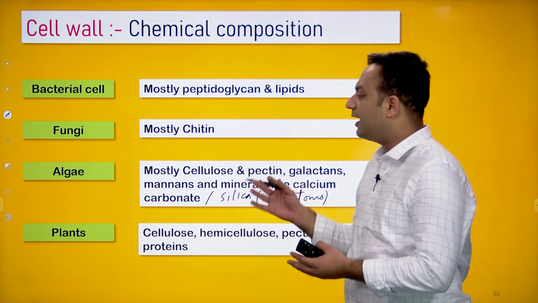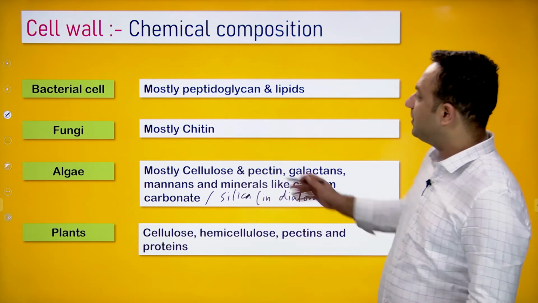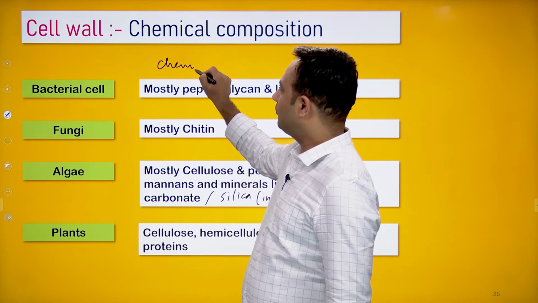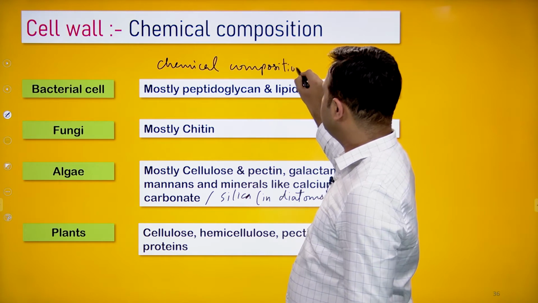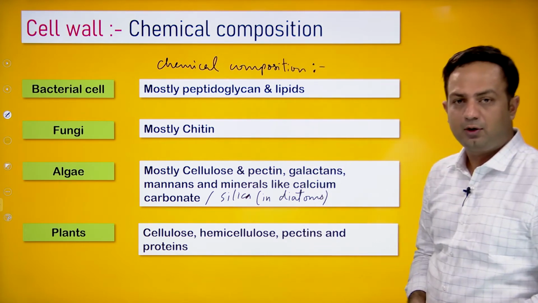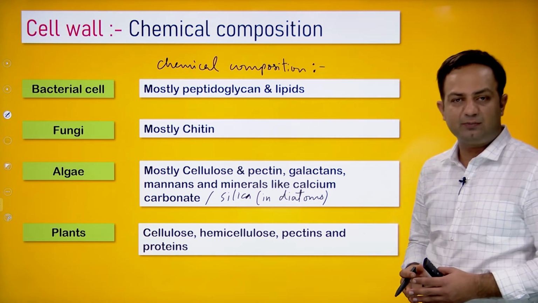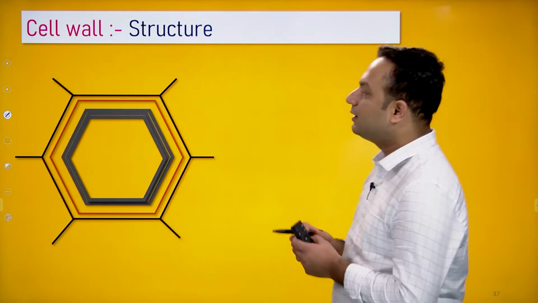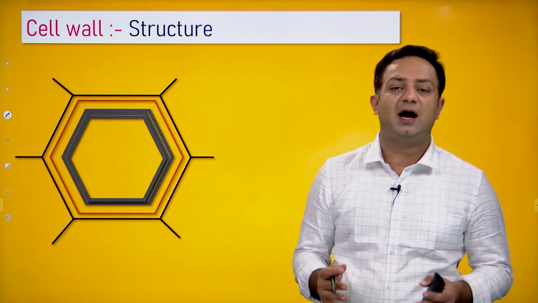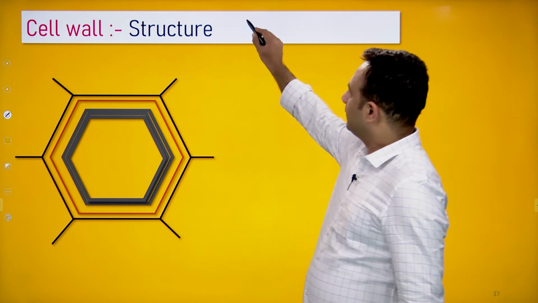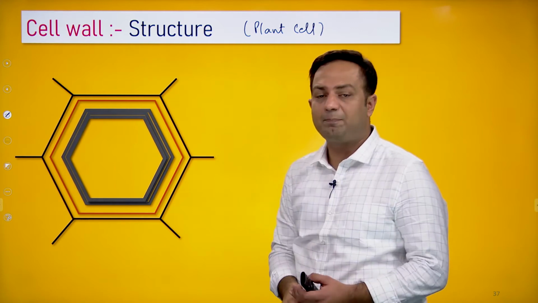So the plants, algae, fungi, bacteria, they have the cell wall, and here are the chemical composition of these cell walls, right? So that's the thing that we can mention over here. Finally, the other thing that we need to mention about is the cell wall structure. The structure that we are going to discuss here is of the plant cell. We are going to study it in the plant cell, okay?